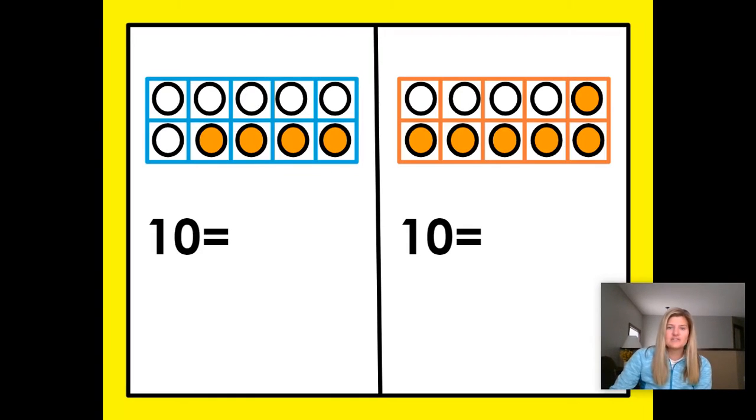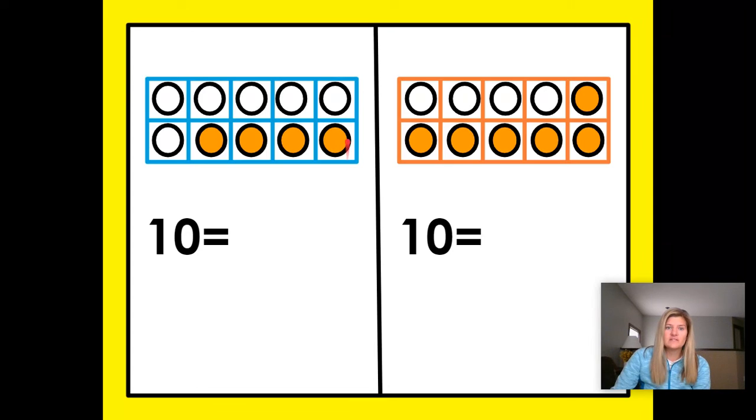All right, so boys and girls, if we look here, we're going to notice that we have 5 on top, and 5 below. And we are going to be working on our partners of 10 and partners of 6. So if we look here, we have a total of 10. So we're looking at our partners of 10. So we need to count the white circles and we need to count the orange circles.